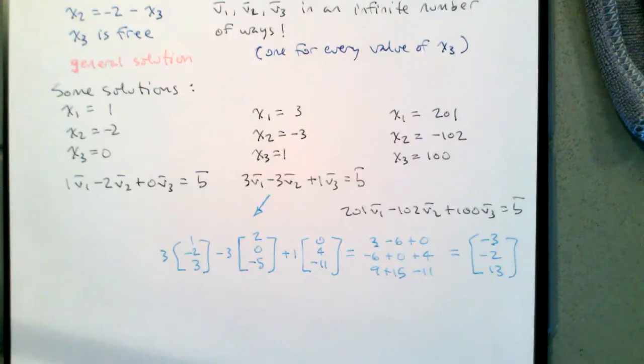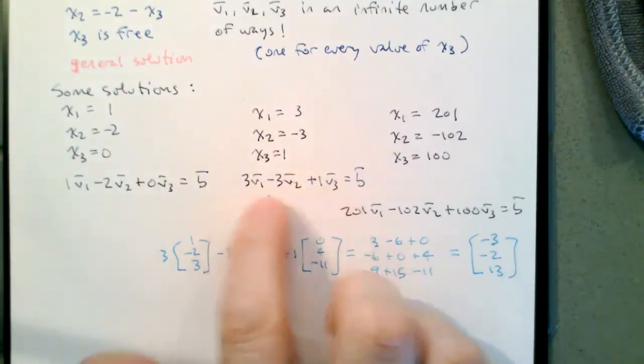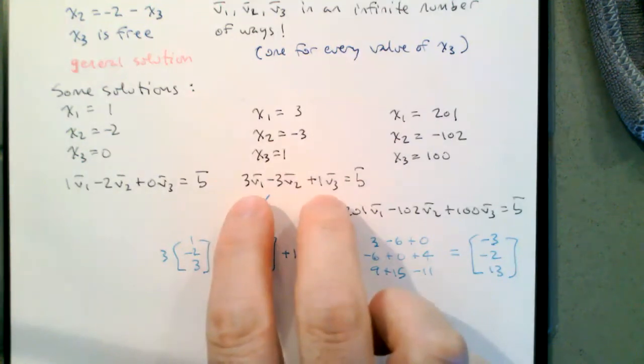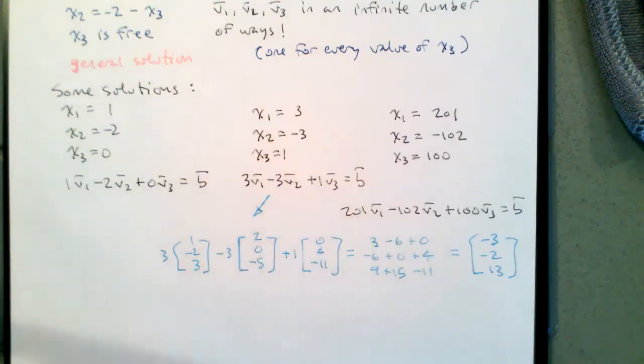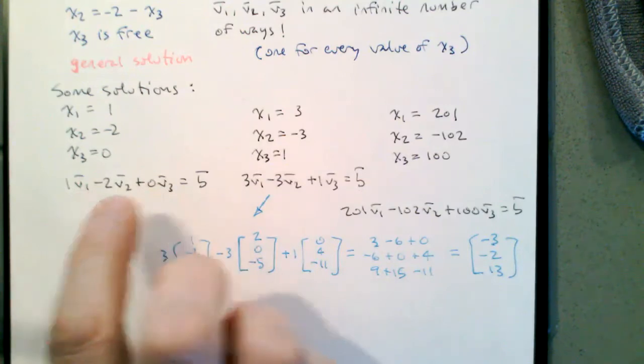B is a linear combination of v1, v2, and v3. Here is a linear combination of v1, v2, and v3 that is equal to B. Here's another one, 1, -2, 0.